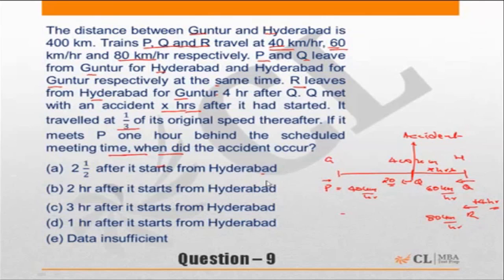What was the scheduled meeting time? The distance is 400 kilometers and the speeds of the trains P and Q are 40 and 60 kilometers per hour. So the relative speed is 100 kilometers per hour, and they would have met 4 hours after start, whenever they started.